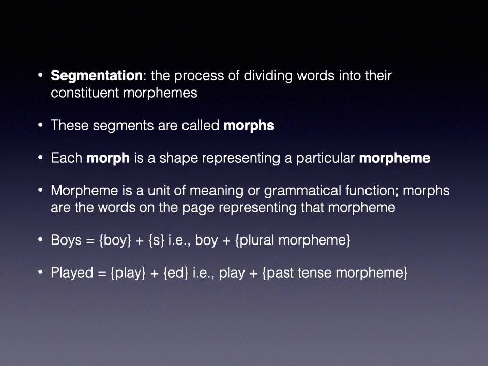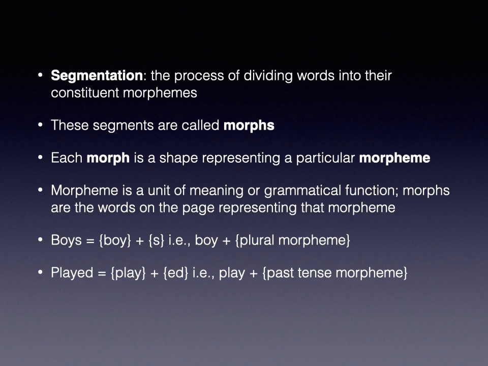Now, we said that words can be split into morphemes, or morphemes combined together to form words. And this process of dividing words into their constituent morphemes is called segmentation. So what we did just now, taking a word like unlikable and dividing it into three morphemes, that is called segmentation. And each of these segments are called morphs.